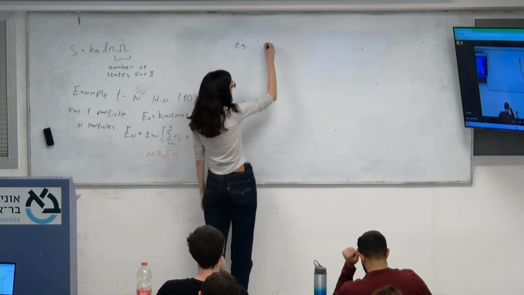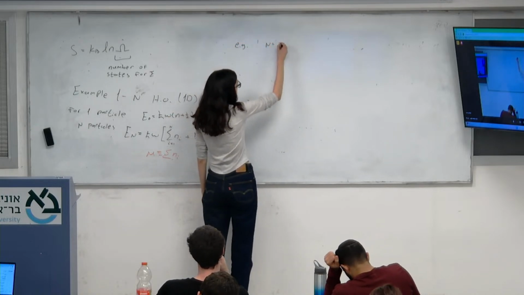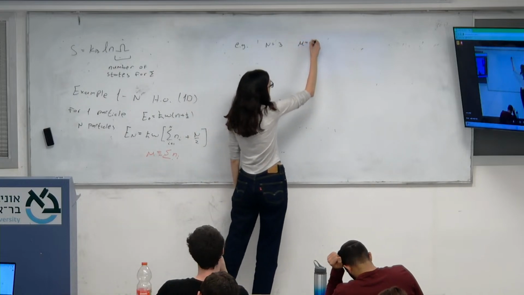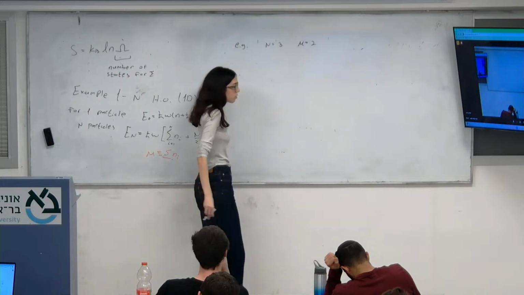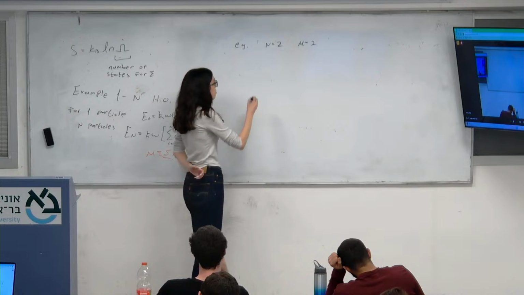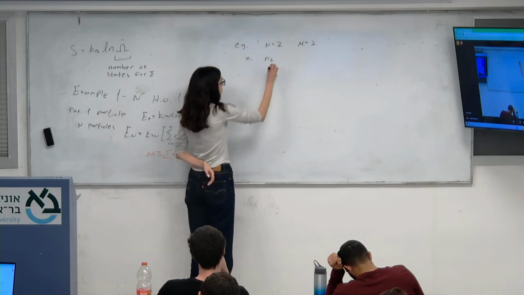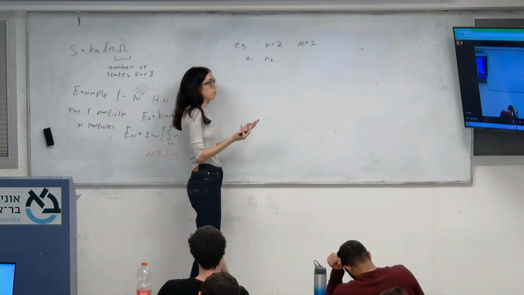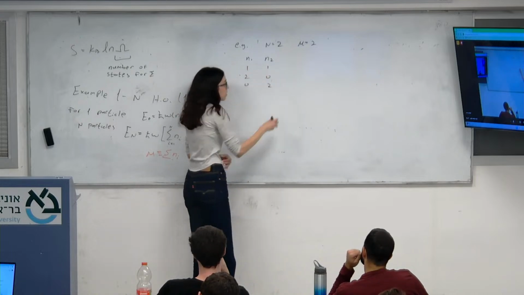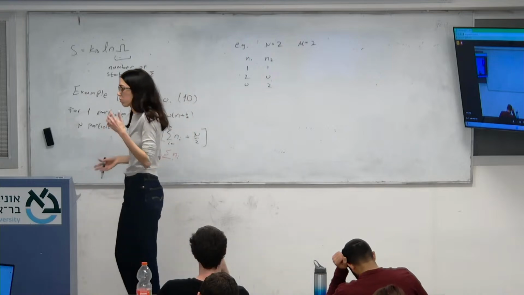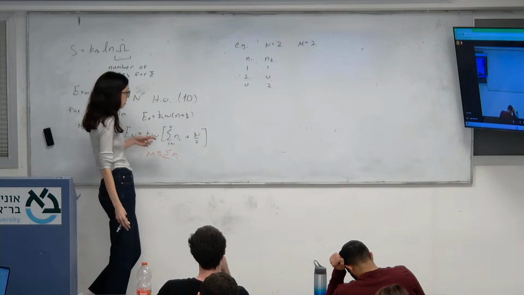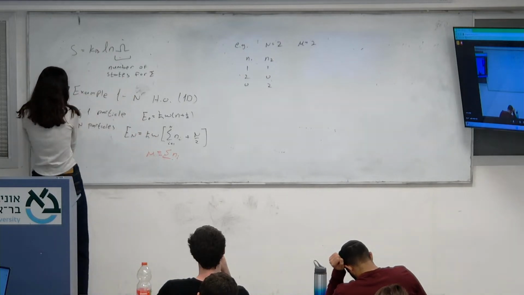For example, if we have N equal 2 and m equal 2, okay, let's do that, because I'm lazy. So we have n1 and n2. The different options will be 1,1, 2,0, and 0,2. Right? You saw that in quantum mechanics when we talked about degeneracy. So overall omega equals 3. Now I want to do that for a general value of m.